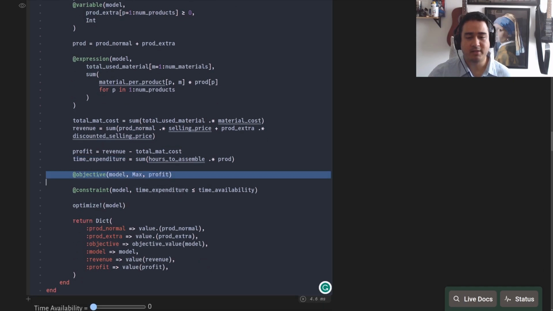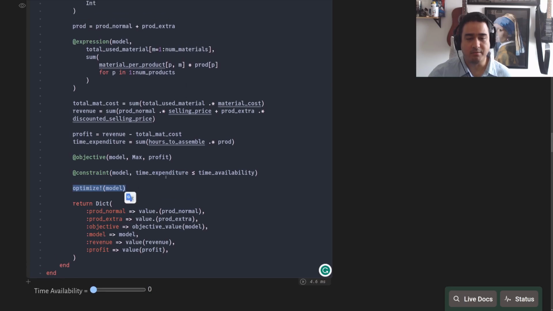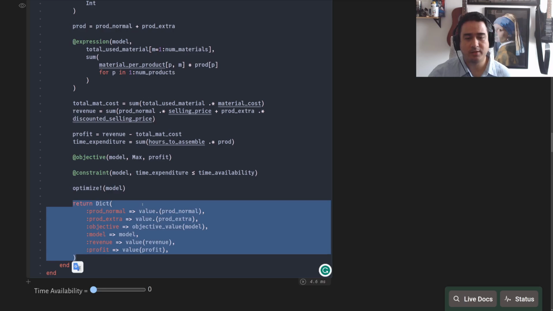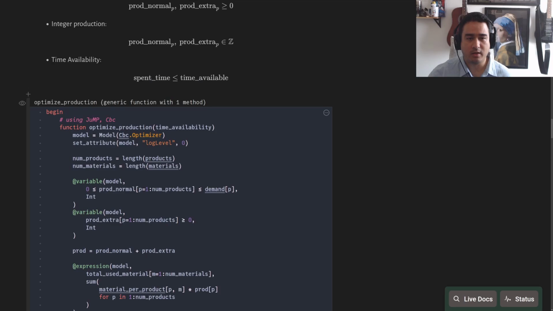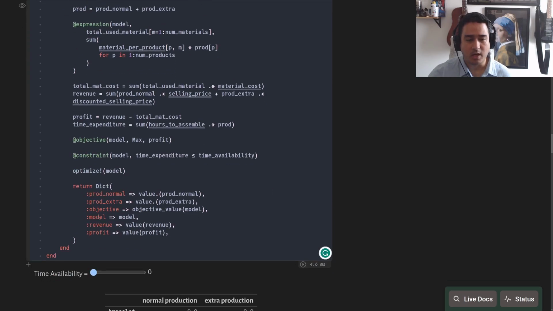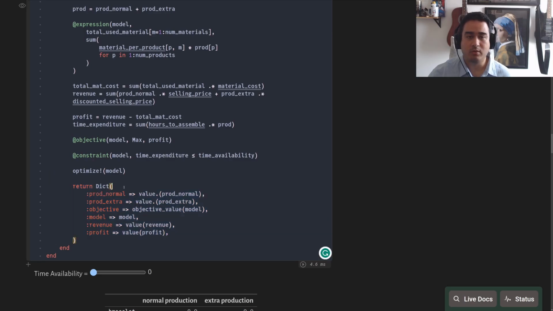We're still maximizing the profit. We are still constraining our time expenditure, and then we optimize the model. I'm returning a lot of extra things. This can be useful. Instead of returning everything, you just wrap it in a function and return a few things, because I don't want to clutter my environment, my Pluto environment, and then because I can also say exactly what I'm returning in a dictionary. That's it, let's go back.